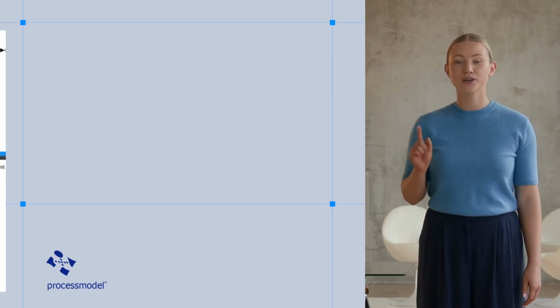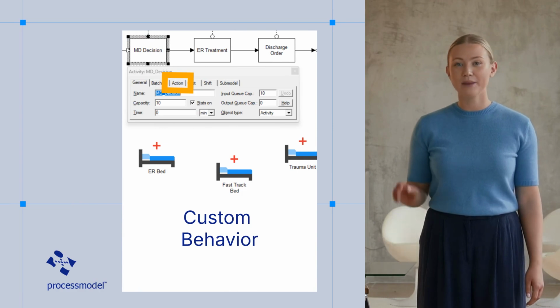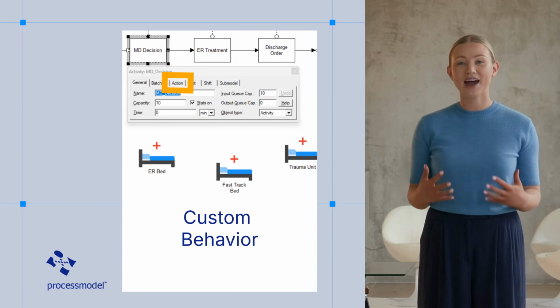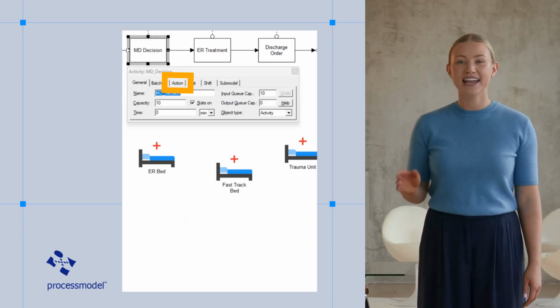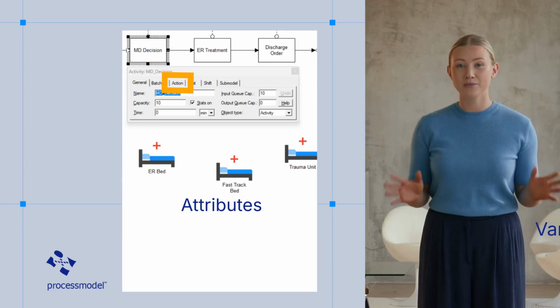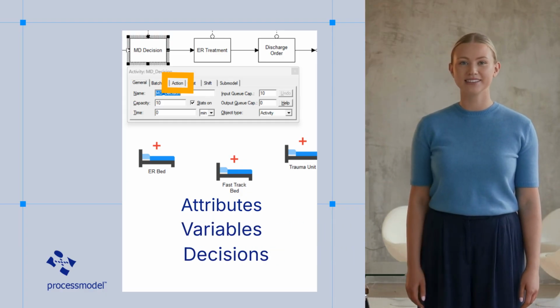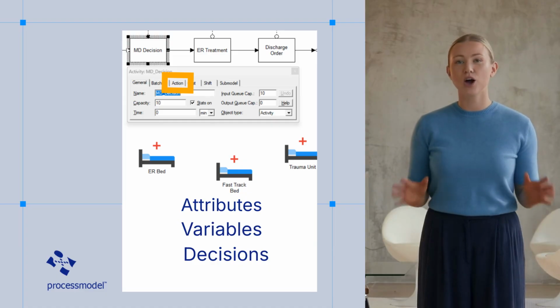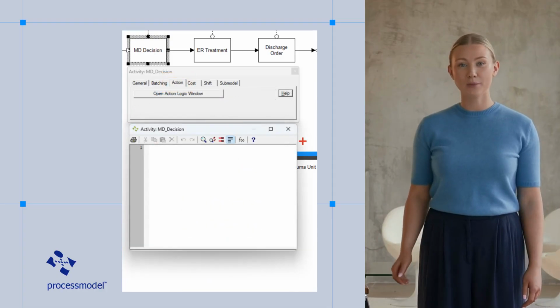Action logic is where you design custom behavior for your model. It allows you to enter simple yet powerful logic statements that define how entities move, wait, and change states. While standard fields handle the basics, action logic lets you assign values to attributes, manipulate variables, and perform complex tests using if-then statements. You can define this logic on almost anything: activities, storages, arrivals, or routings. You simply click the Action tab in the Properties dialog.